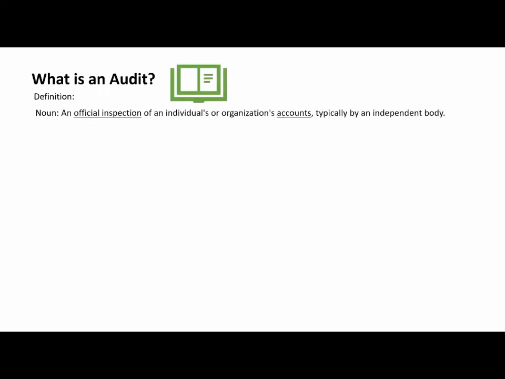So what is an audit? If we looked it up in the Webster's dictionary, it has a noun portion, which is an official inspection of an individual or organization's accounts, typically by an independent body. From our perspective, that accounts means our financial statements, and that official inspection is following all the audit procedures that we're going to learn over the next several weeks to be able to validate those accounts.